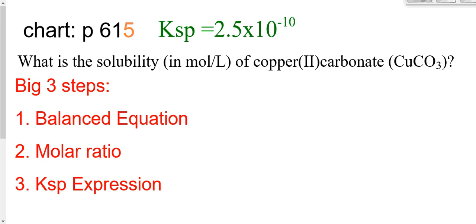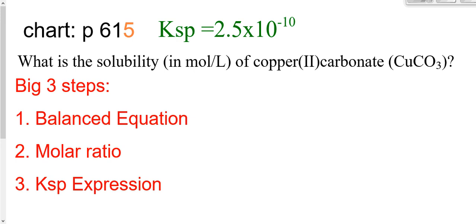How are these calculations done? Well, whenever we're doing math with Ksp expressions, we have 3 big steps. I call these the big 3. And I want you guys to write these down every time you see an equilibrium expression. The big 3 steps are balanced equation, molar ratio, and Ksp expression. And you pretty much have to do them in order.